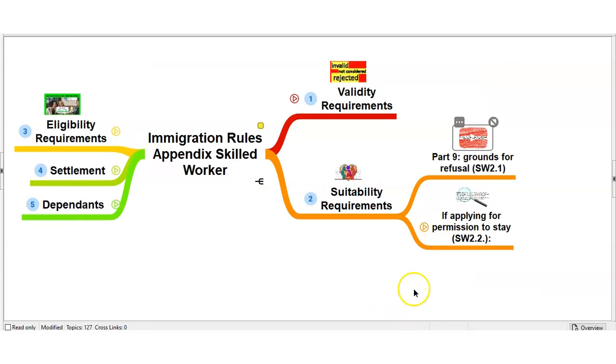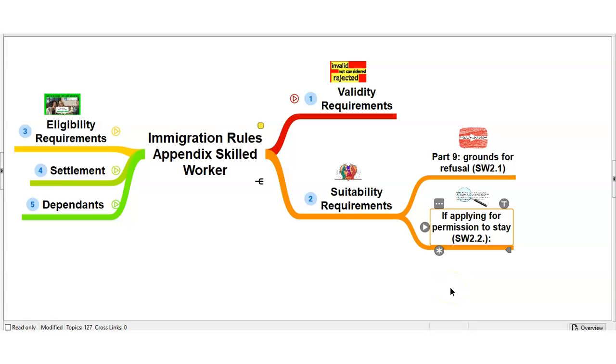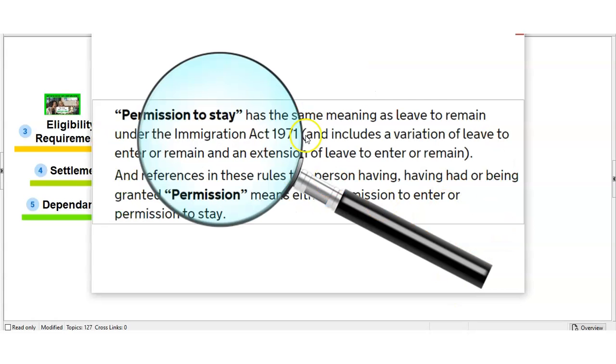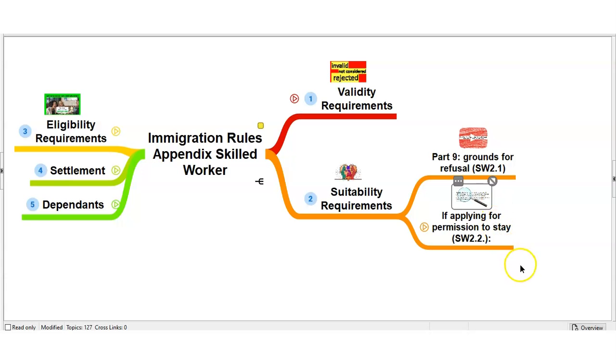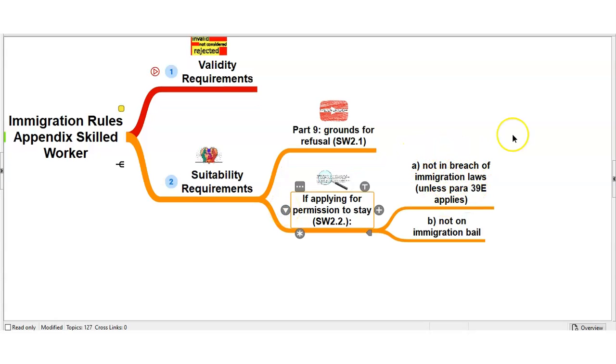And also, if the person is already in the UK, the permission to stay will not be allowed in certain circumstances. First of all, let's clarify what permission to stay is. According to the definition, permission to stay has exactly the same meaning as leave to remain. That is when the applicant is already in the UK and they are asking the Home Office to allow their application to remain here in the UK for a longer period of time. So this will be refused if the person remained in breach of immigration rules, unless paragraph 39E applies.